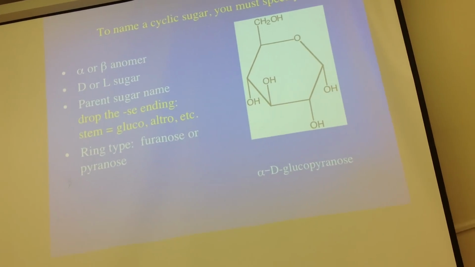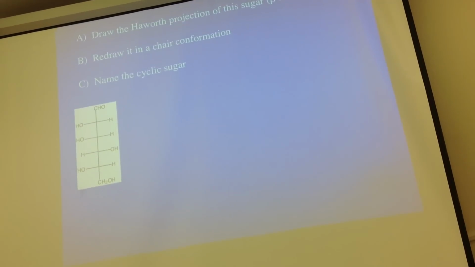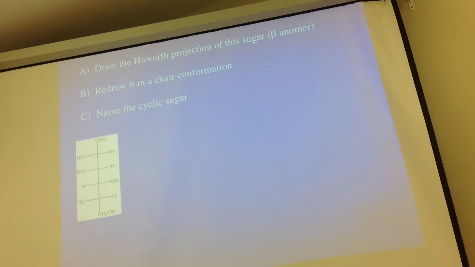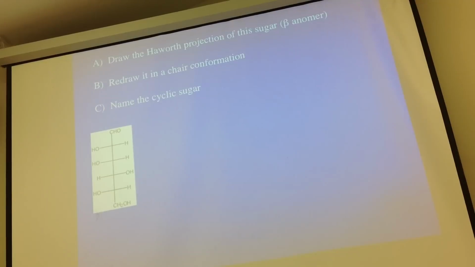Okay. Now, the next slide, you try it. So I gave you a sugar. What we're going to do is draw the Haworth projection of the beta anomer this time. Then we're going to do something a little different. We're going to put it into a chair, because sometimes you see these as chairs. And then we're going to name the thing. Assume a 6-membered ring.